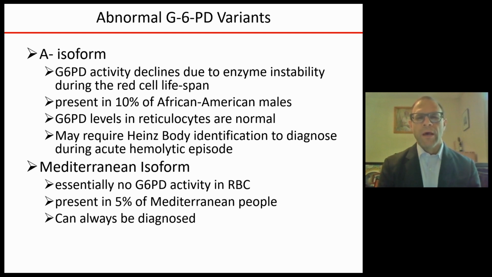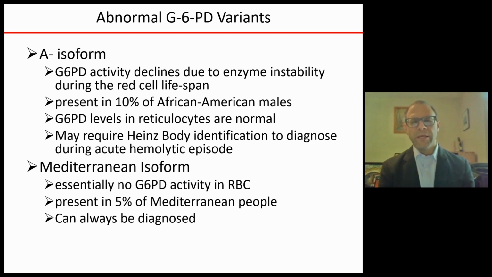G6PD is at a higher level in red blood cells that are young, and then over time it disappears. And so when an acute hemolytic episode happens, the G6PD levels often start to normalize as the red cell population that remains is younger, the retics.